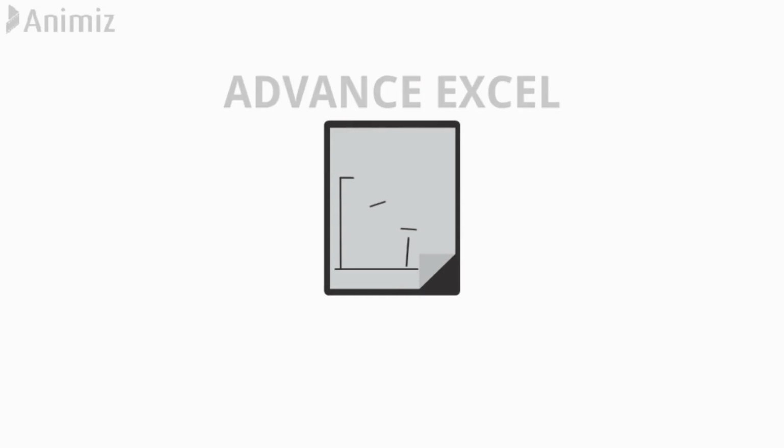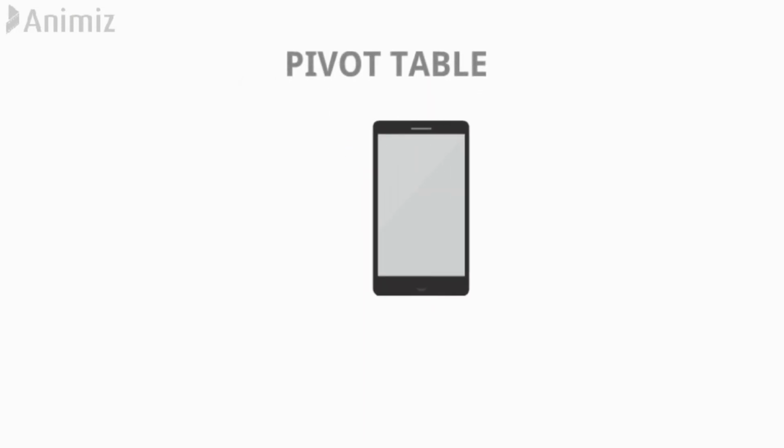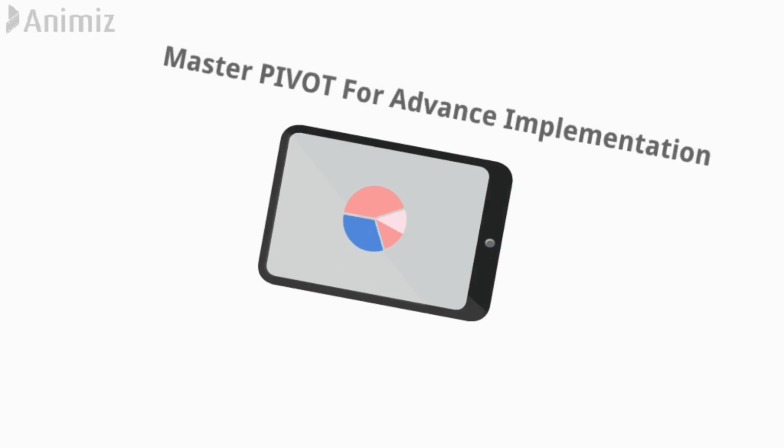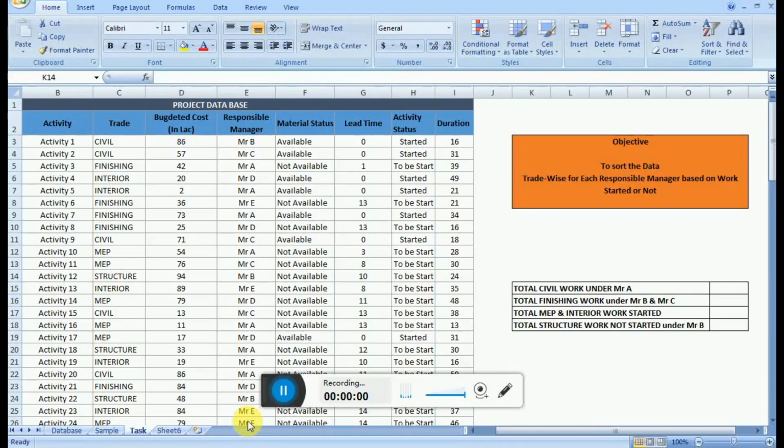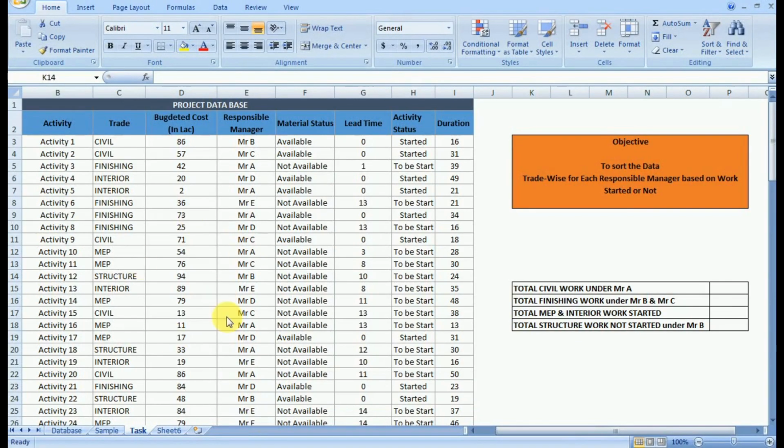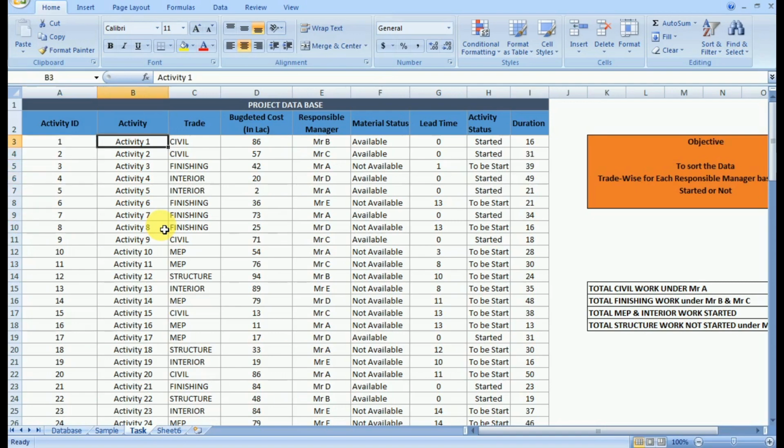In this session of Advanced Excel, we will master the pivot table for its advanced implementation. Now, whenever we have a huge amount of data available in a sorted form, for example, here we have a list of activities, their trades, their budgeted cost, the responsible manager for it, the material status for the activity, the lead time for the material, the activity status, and the duration.